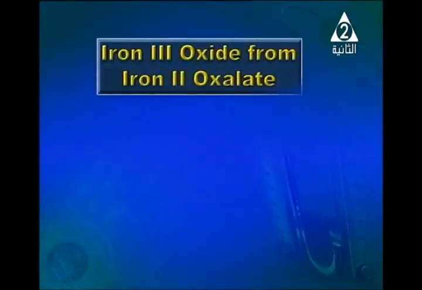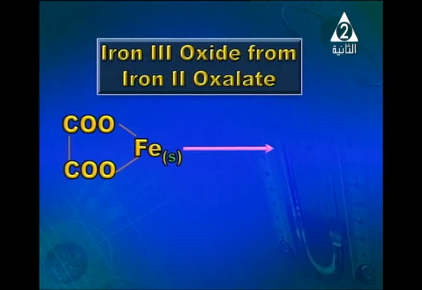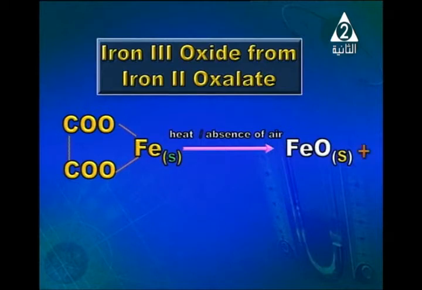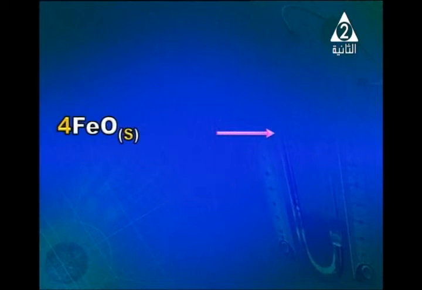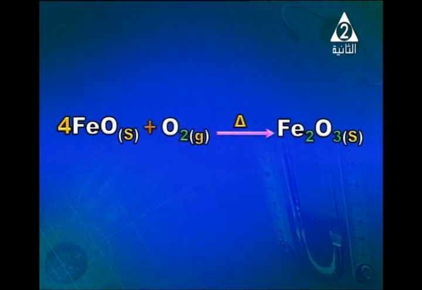Another one: iron(III) oxide from iron(II) oxalate. By heating iron(II) oxalate in absence of air, it decomposes into iron(II) oxide FeO plus carbon monoxide with carbon dioxide gas. Then the FeO, iron(II) oxide we obtained, can be oxidized to produce Fe2O3, iron(III) oxide.